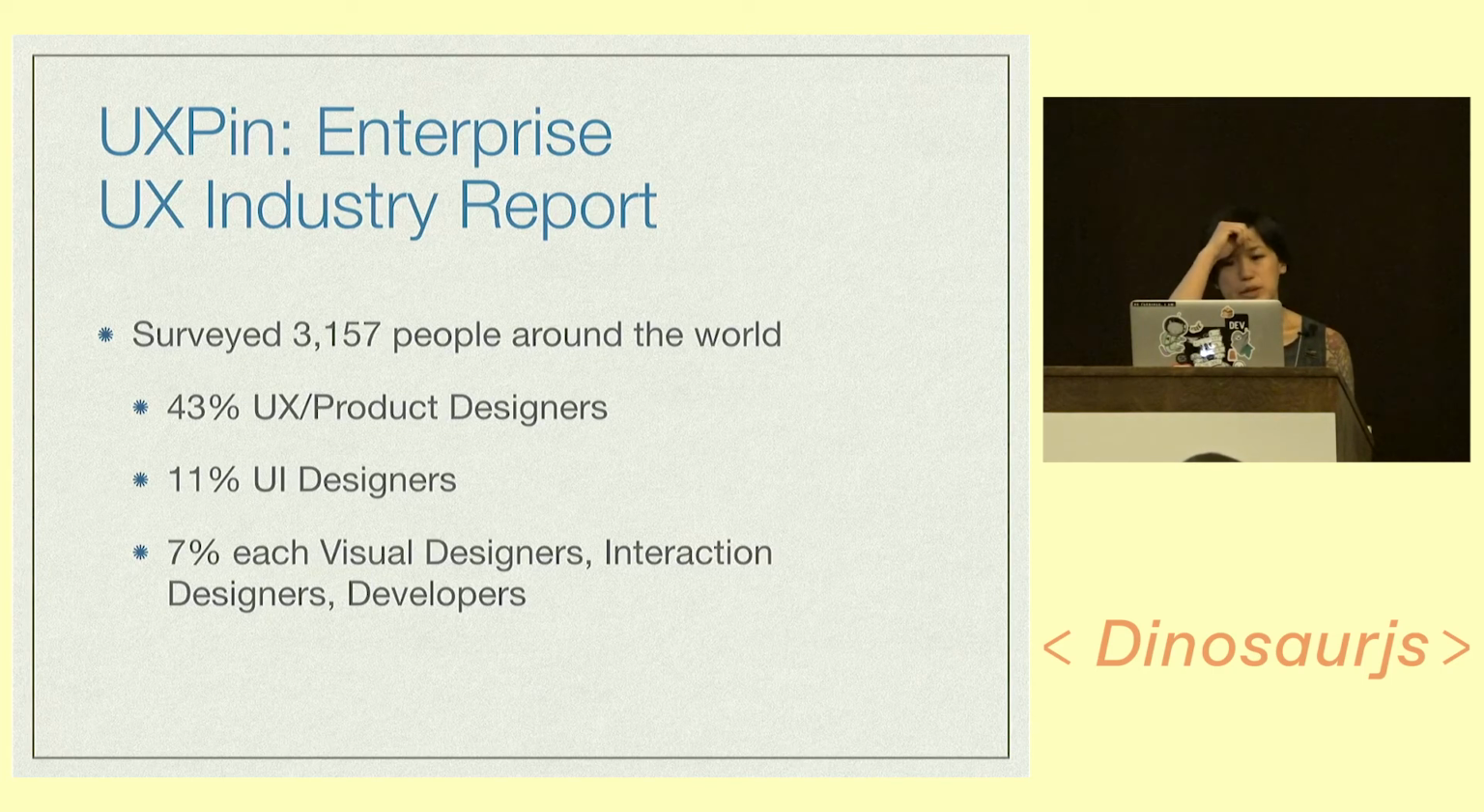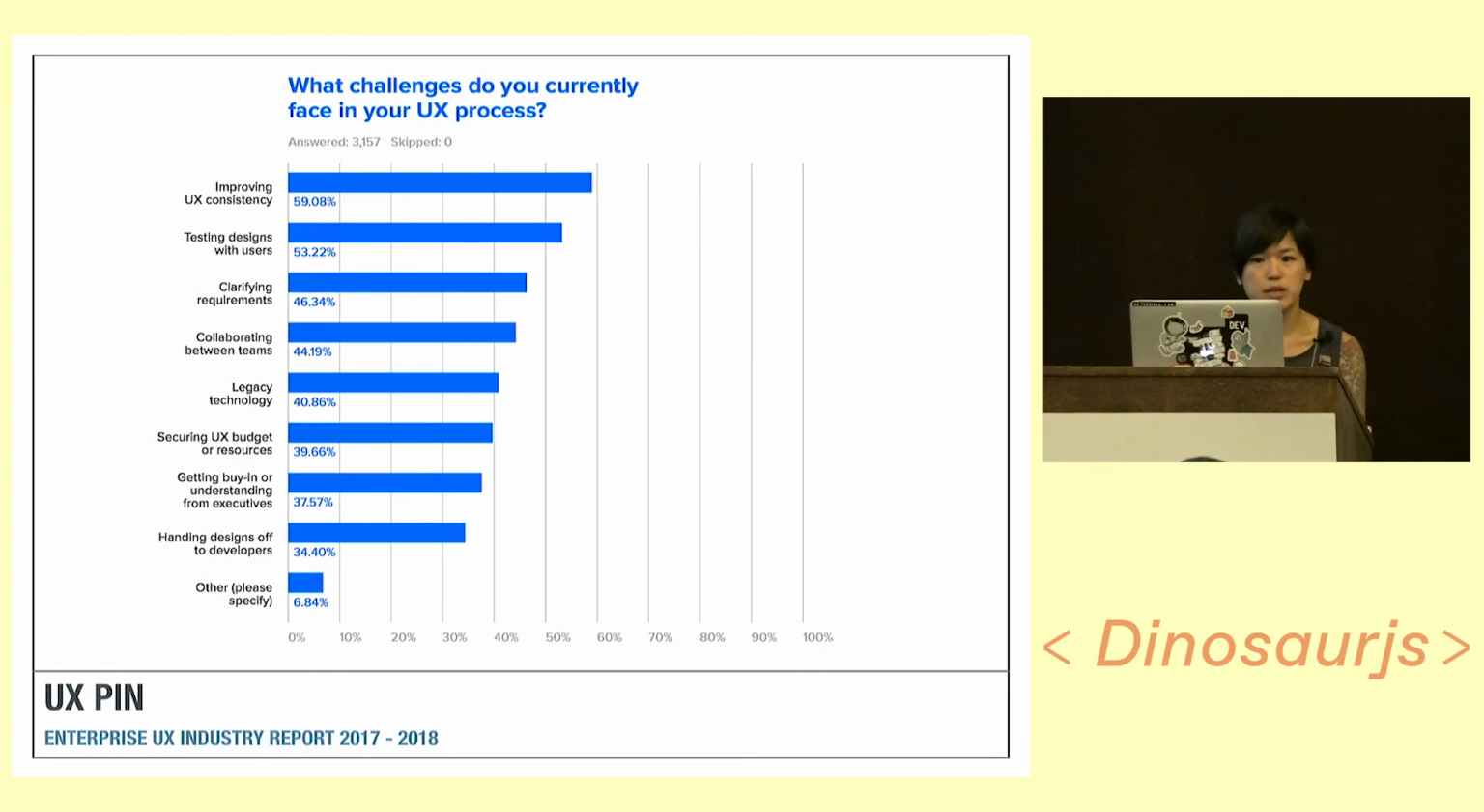So earlier I spoke of UXPin, and they're a collaborative design platform for prototyping and creating design systems. So they ran a survey called the Enterprise UX Industry Report and surveyed about 3,200 people. In that survey, there were mostly designers, but there were some developers as well. One of the questions in that survey was, what challenges do you currently face in your UX process? So a lot of these challenges I looked at, and I noticed that they're very related to empathy.